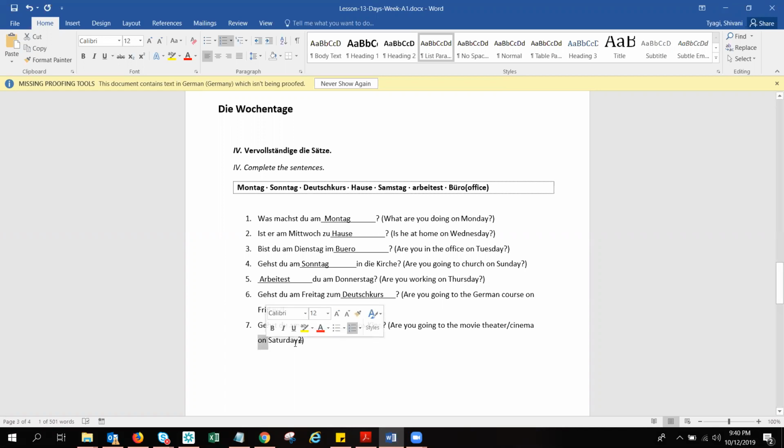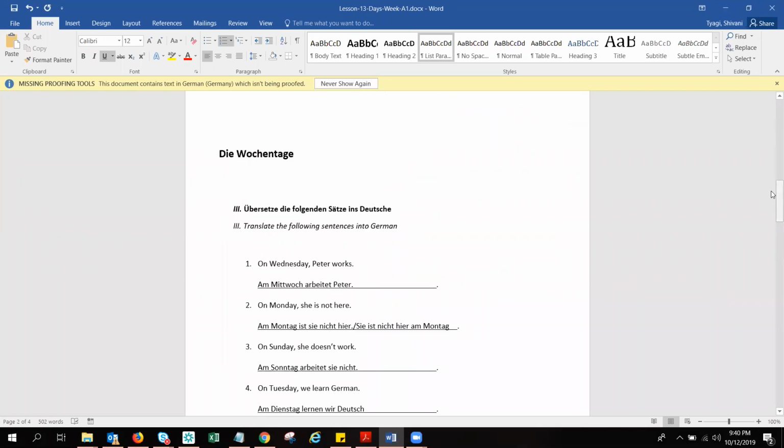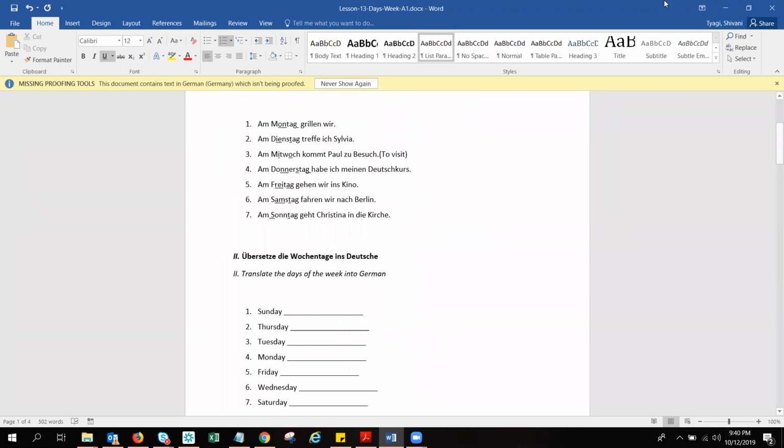Oh, sorry, I was reading the 16th. Okay. Gehst du am Samstag ins Kino? Are you going to the cinema on Saturday? So this is the way you can use the weekdays. Just practice this sheet again. It's not any tough rule or something.